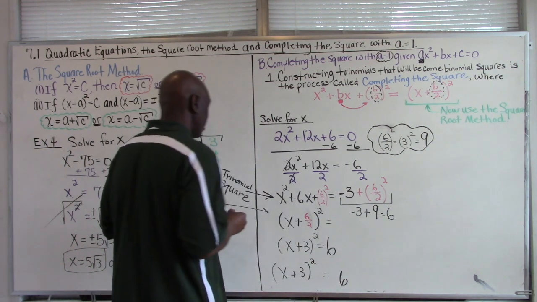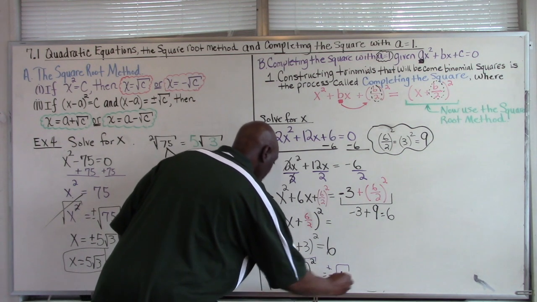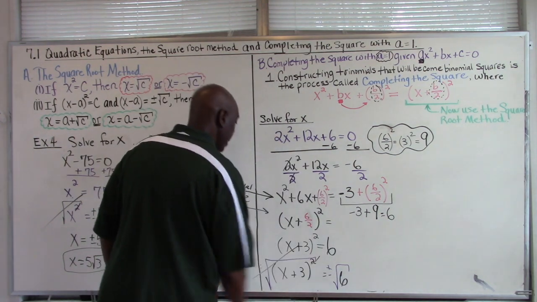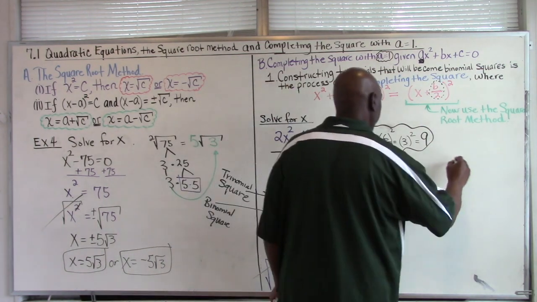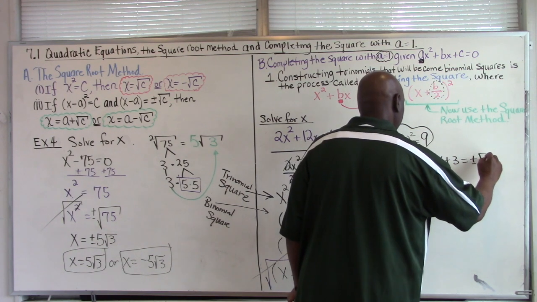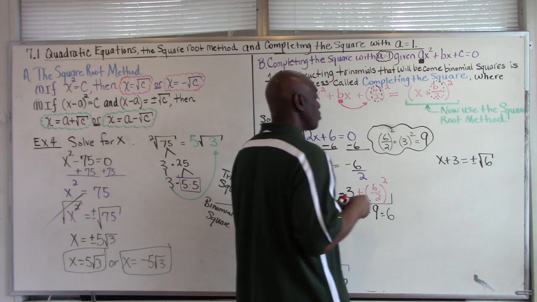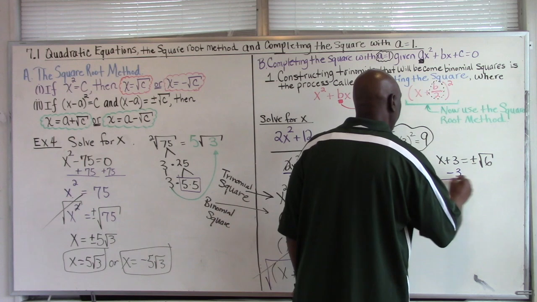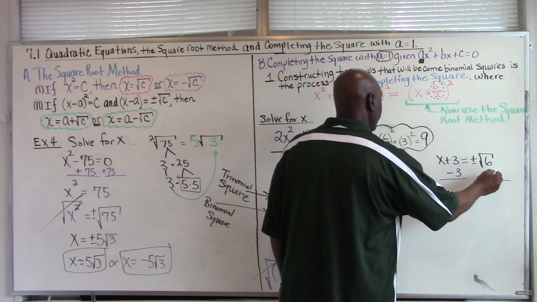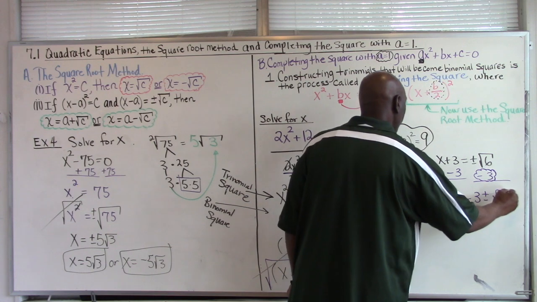Square root both sides. Square root the left, plus or minus square root the right. The square root and the square cancel. So I'm going to have x plus 3 equals plus or minus the square root of 6. All right, let's proceed to subtract 3 from both sides. And so x is now going to equal, write this number first, negative 3 plus or minus the square root of 6.